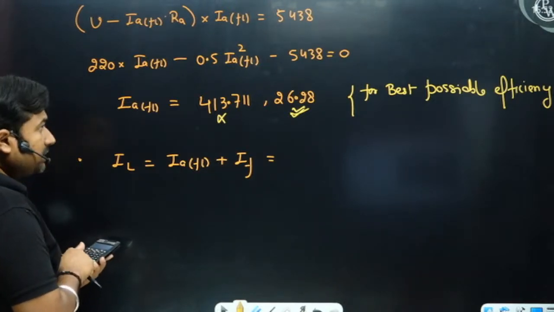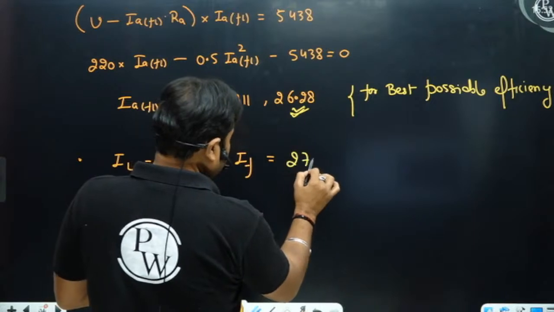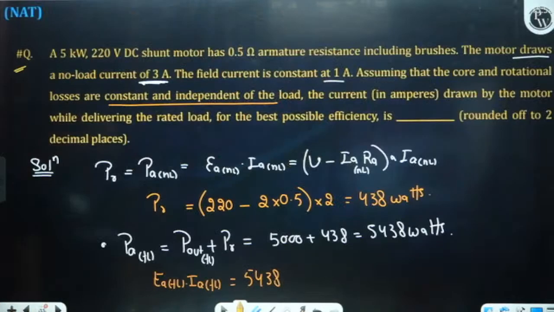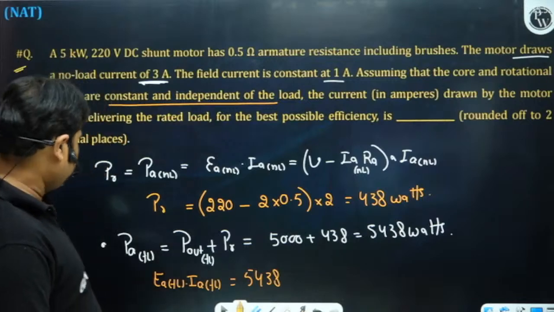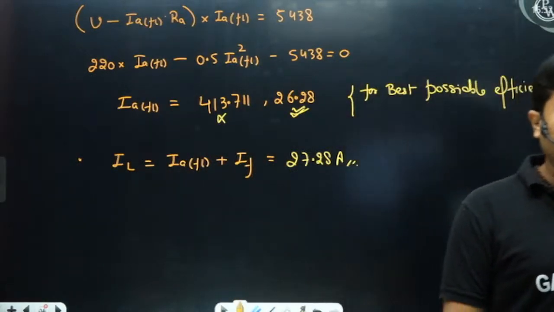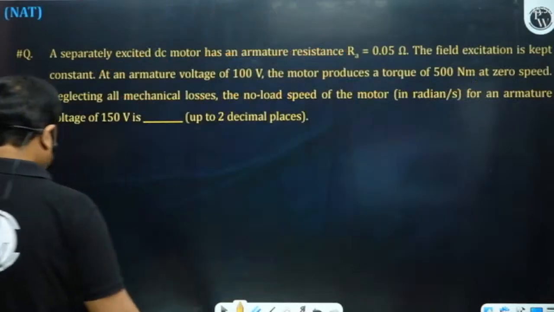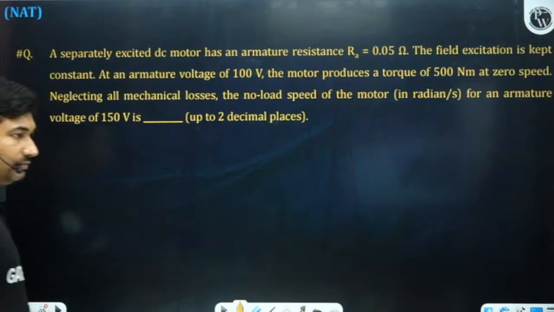Now 26.28 plus 1, so this will be 27.28 ampere. Be very careful. The current drawn by the motor while delivering rated load for the best possible efficiency is, yes, 27.28 ampere. How many of you are able to understand up to this part perfectly? Okay, please try this question.